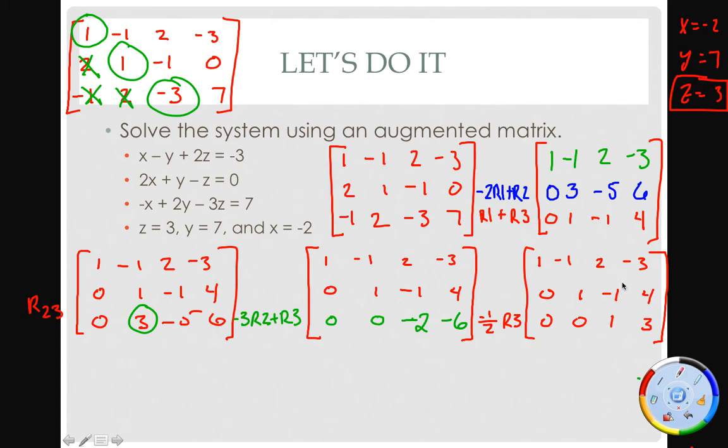Now, essentially from here, what you could do is just say, oh, if z is 3, I could rewrite my equation. I can say my equations look like this now. X minus y plus 2z equals -3. I have a y minus z equals 4. And I have a z equals 3. And then I can substitute back in and find my x and y.